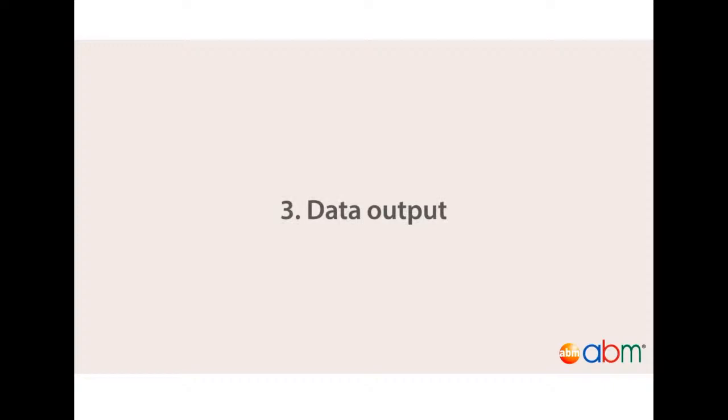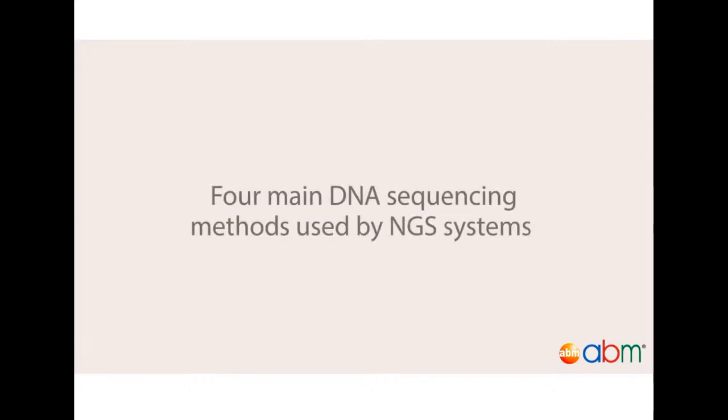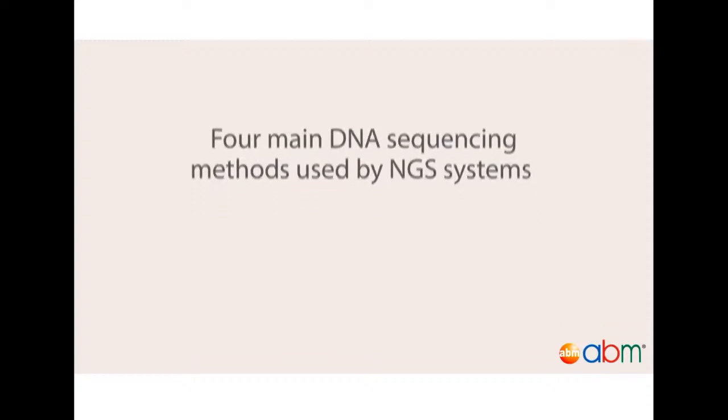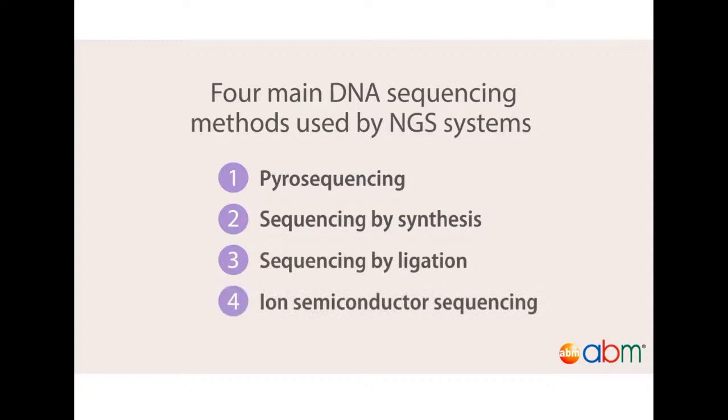And 3. Data output. Each machine provides the raw data at the end of the sequencing run. This raw data is a collection of DNA sequences that were generated at each cluster. The differences between the different next-generation sequencing platforms lie mainly in the technical details of the sequencing reaction, and can be categorized in 4 groups: pyrosequencing, sequencing by synthesis, sequencing by ligation, and ion semiconductor sequencing.